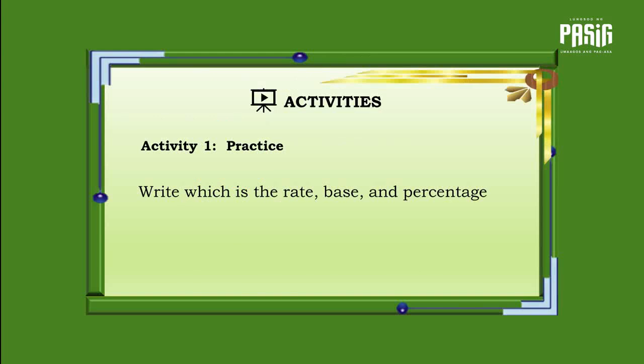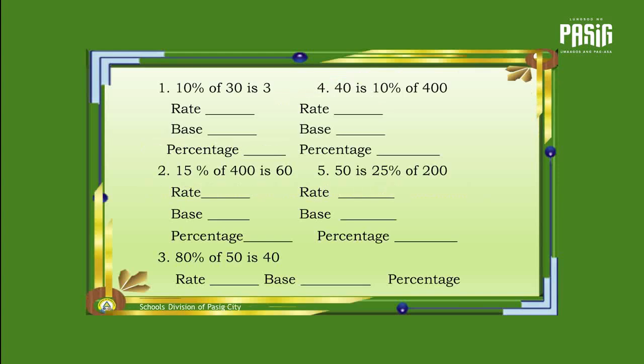For our Activity number 1, let's have a practice. Write which is the rate, base, and percentage. So we have here number 1, 10% of 30 is 3. What is the rate, base, and the percentage in this given statement? Number 2, 15% of 400 is 60. What is the rate, the base, and the percentage? Number 3, 80% of 50 is 40. What about the rate, the base, and the percentage in this problem?